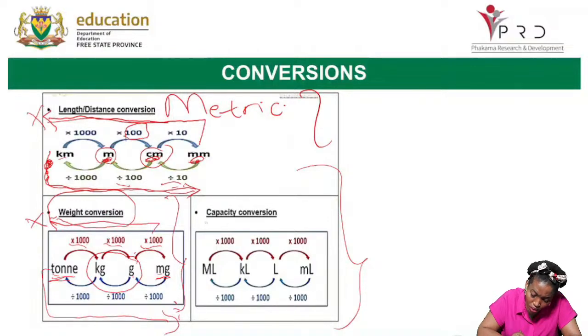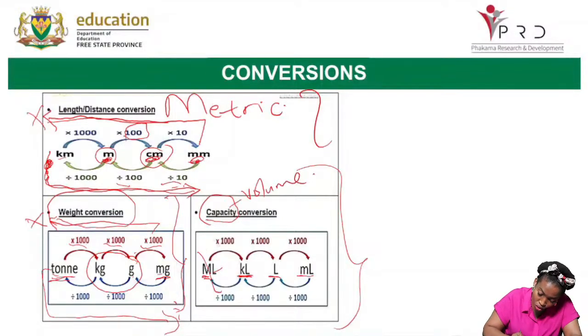And then there's also the conversion for capacity, or rather volume. That is the conversion between your milliliters, your liters, and your kiloliters. What you need to know is that the conversion factor between your liters and your milliliters is 1,000. And the conversion factor between your kiloliters and your liters is also 1,000.